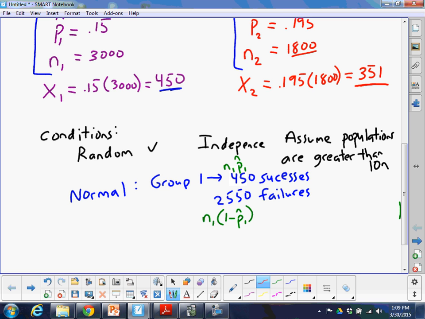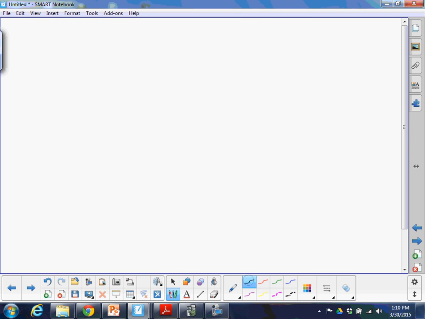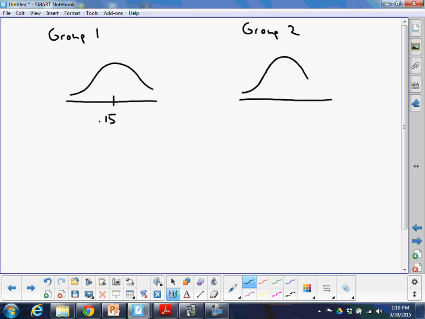Let's set this up manually, and then we'll show how to do some of this on the calculator. If you think about group 1, back in the first time frame, 1988, all samples would vary around their mean at that time, which was 0.15. That was the p hat from that population. Group 2 had its own little distribution. The sampling distribution would vary around 0.195. Each of these has its own standard deviation, which we have a formula for, which would be this.